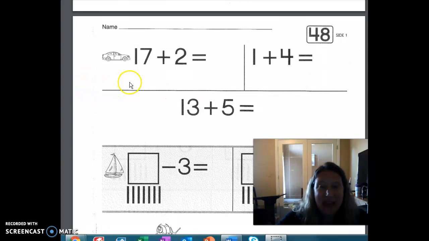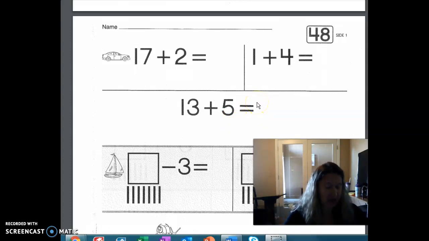Okay, and so you are on page 63, and I need you to touch the car on the top of page 63. And I'm going to read the problems for you. I want you to touch under the numbers under the symbols as I read them. Ready? Touch the screen. 17 plus 2 equals. Next, 1 plus 4 equals. And the last one, 13 plus 5 equals. Okay?